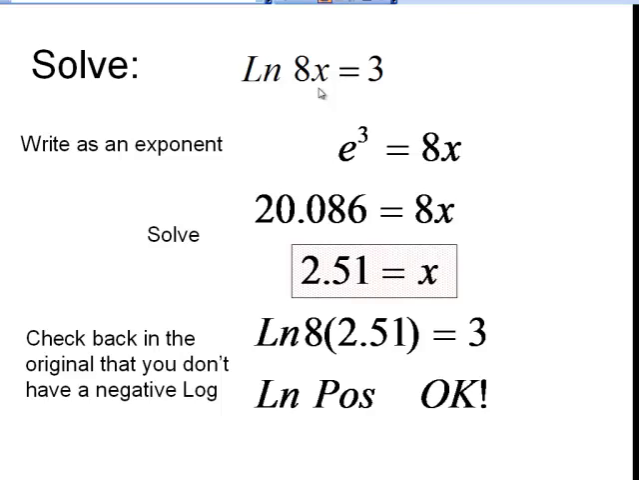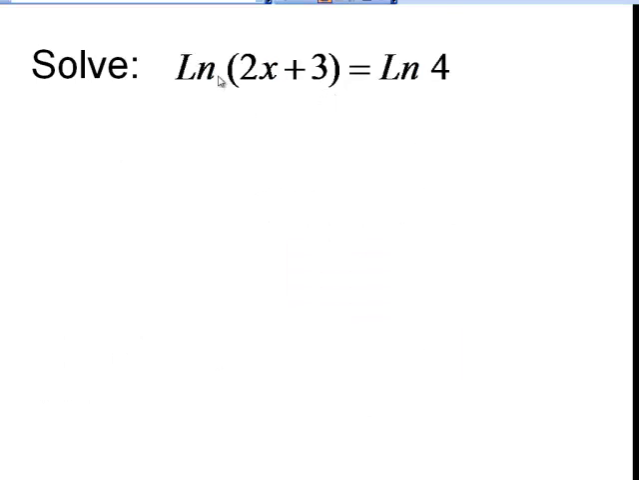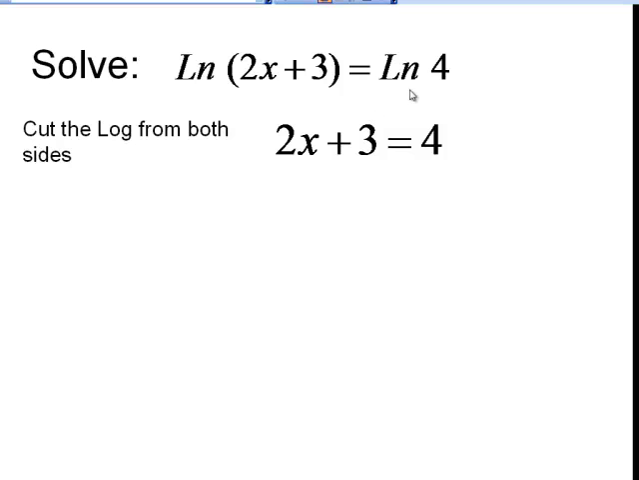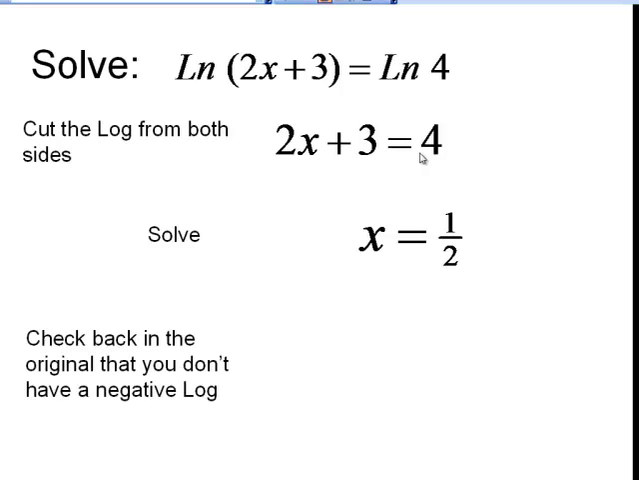and it should work as long as you make sure you don't put a negative into this logarithm. Okay, suppose you have ln of 2x plus 3 is ln of 4. We had that rule that if the ln's are the same, then your middle parts, 2x plus 3, has to equal 4. Subtract 3, divide by 2, you get a half. And again, check to make sure this isn't negative.